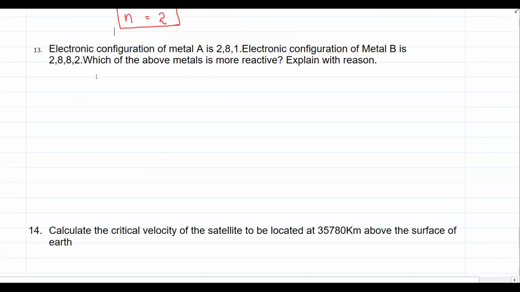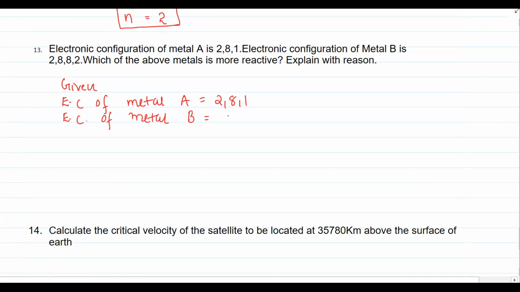Electronic configuration, this is from metallurgy. Electronic configuration of metal A is given. I wrote in short form, you can write full. EC means electronic configuration of metal A is equal to 2, 8, 1. Atomic number is 8 plus 2, 10. 10 plus 1, 11. That means this is sodium. Electronic configuration of sodium is given. Next is electronic configuration of metal B.